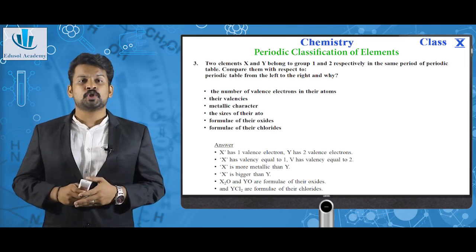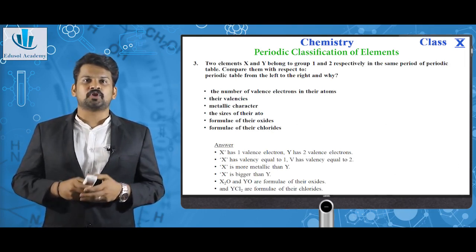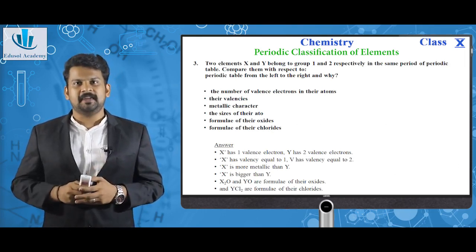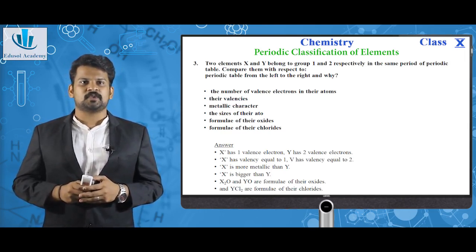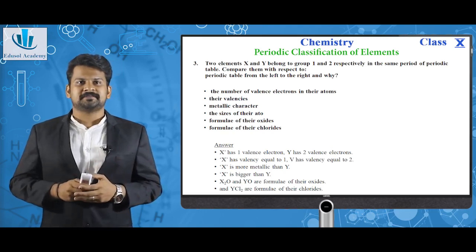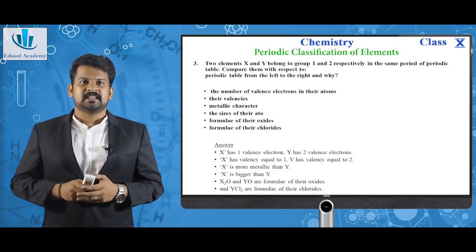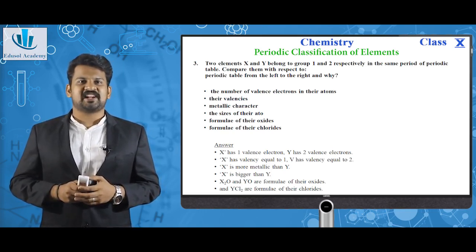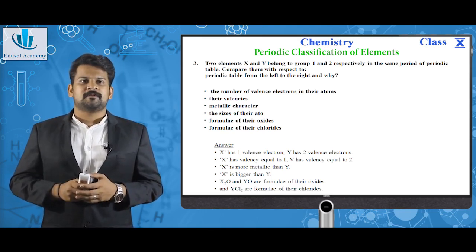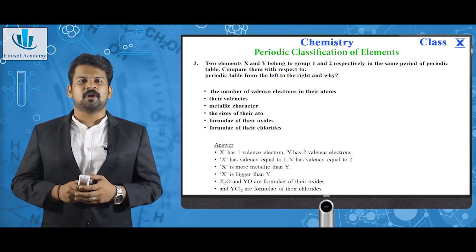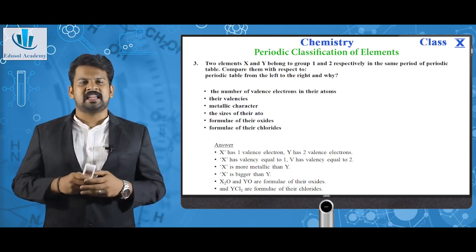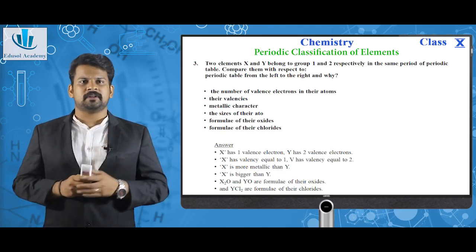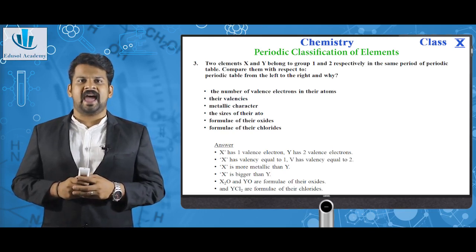Next question. Two elements X and Y belong to group 1 and 2 respectively in the same period of the periodic table. Compare them with respect to the number of valence electrons in their atoms, their valencies, metallic character, sizes of their atoms, formula of their oxide, and formula of their chloride. So these are the main aspects we need to look at.